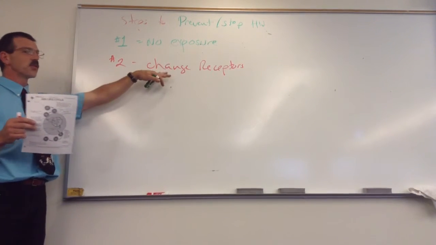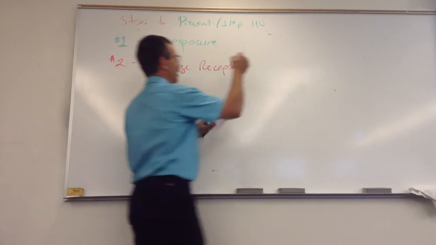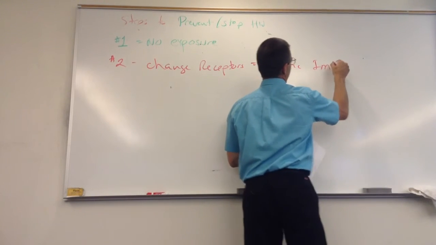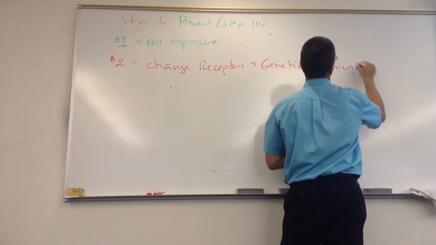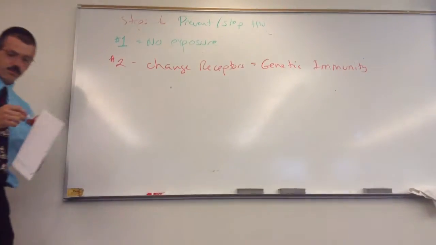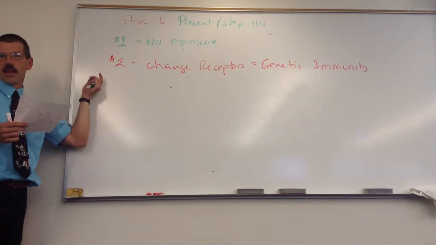So receptors are due to what again? What determines your receptors? Your genes. This is called genetic immunity. One in every how many people have that? We don't know because we'd have to expose you. But there are some people who get exposed to HIV and then never get sick. That's so cool.